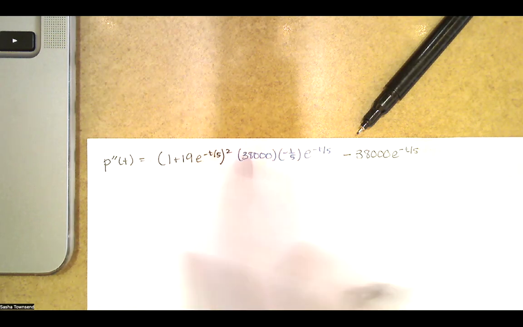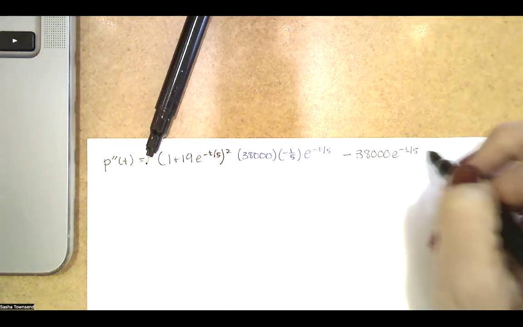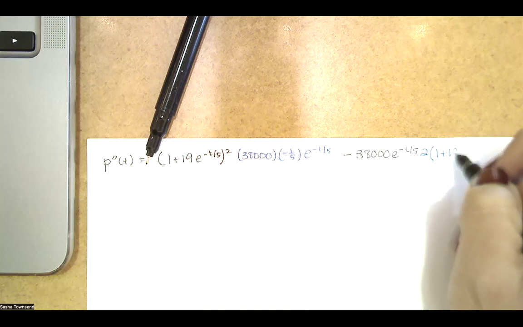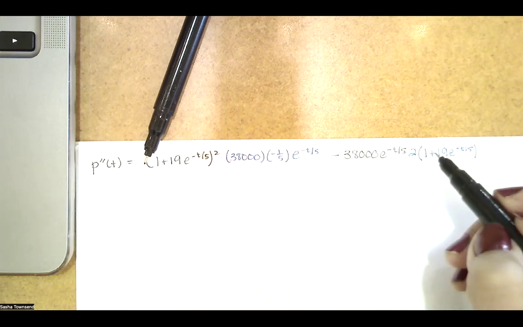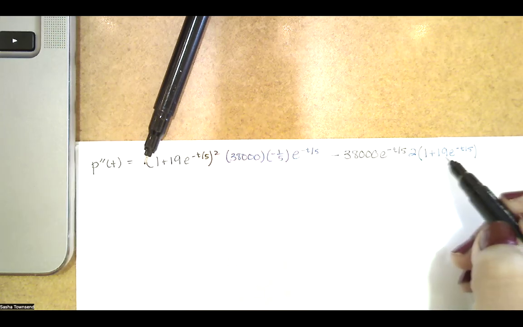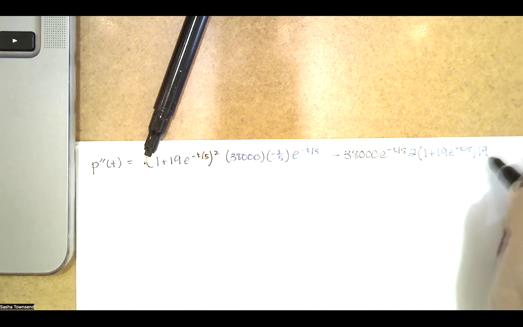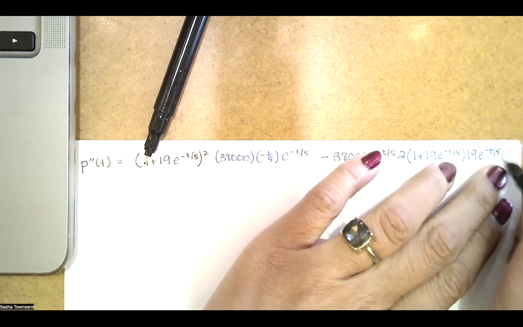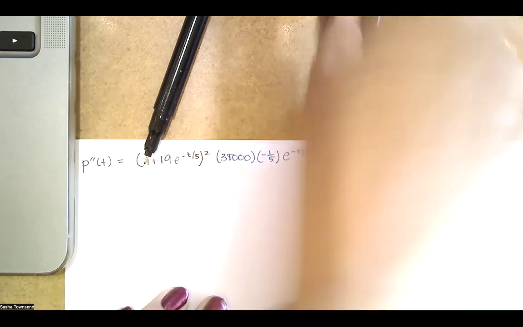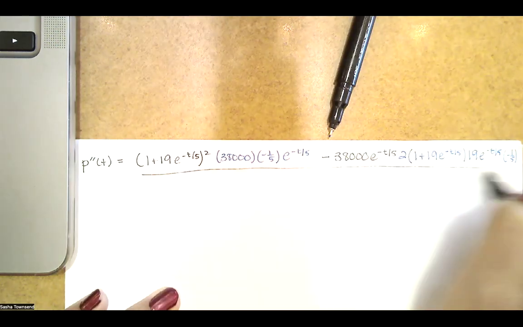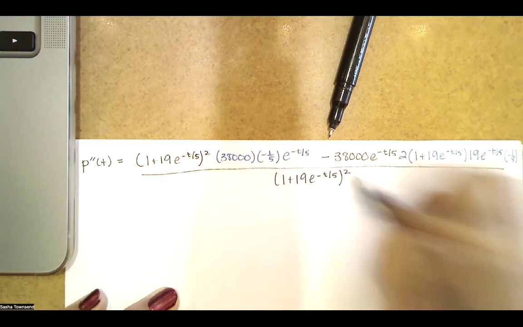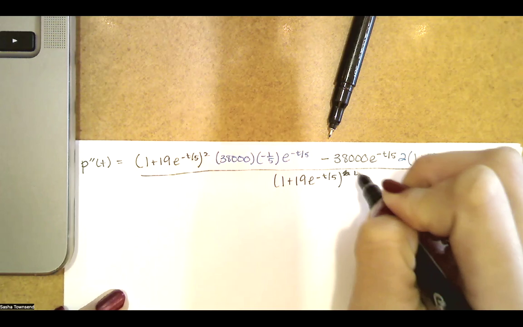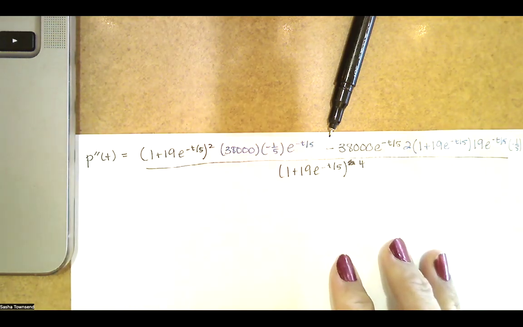Now the bottom function is this function squared. The derivative of a function squared is just 2 times the original function. We put the original function back inside, and then you multiply by the derivative of the inside by the chain rule. The derivative of 1 is 0. The derivative of 19 times an exponential is 19 times the exponential times the derivative of the inside of the exponential, which in this case is negative 1/5. So you've got all of that divided by 1 plus 19 e to the negative t over 5 quantity to the 4th, because we squared it and then squared it again to get p double prime.